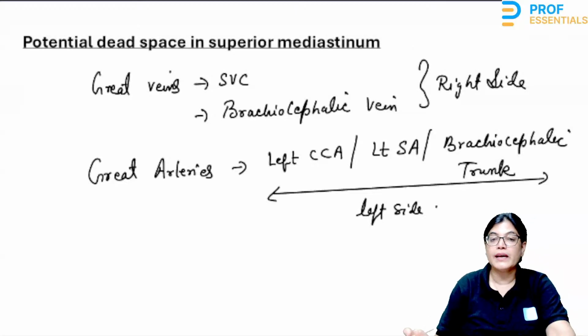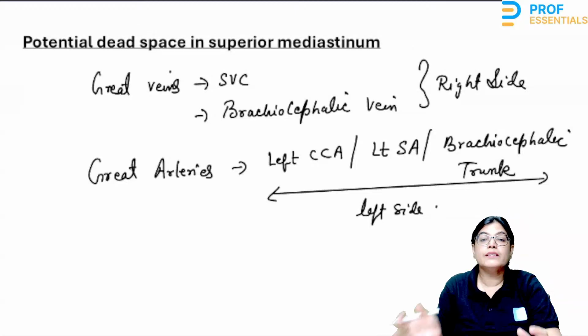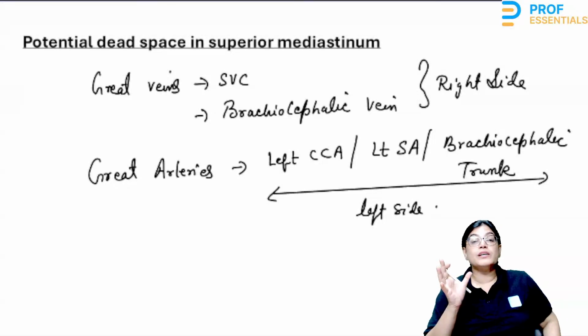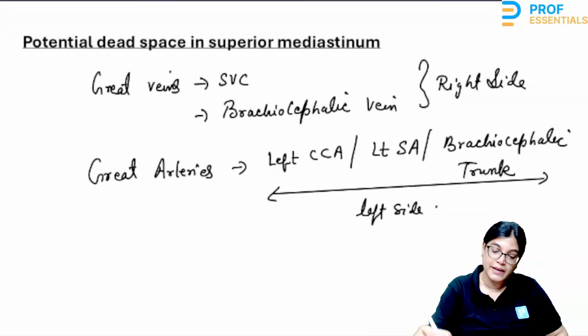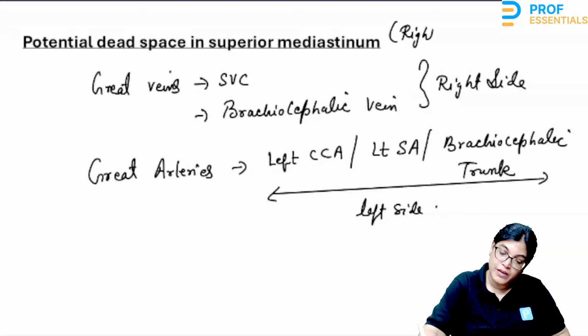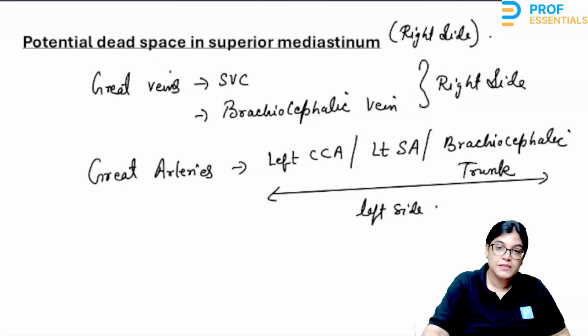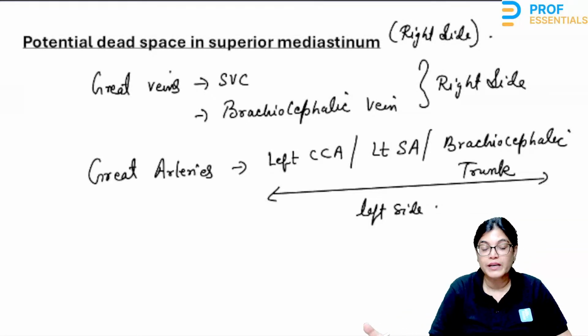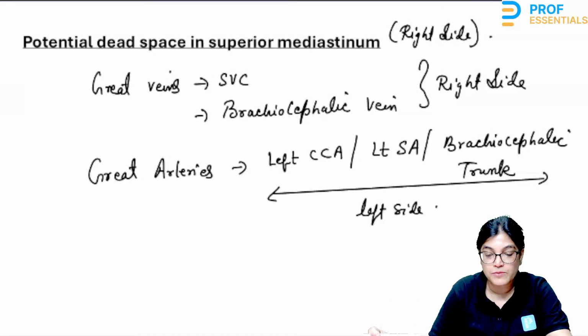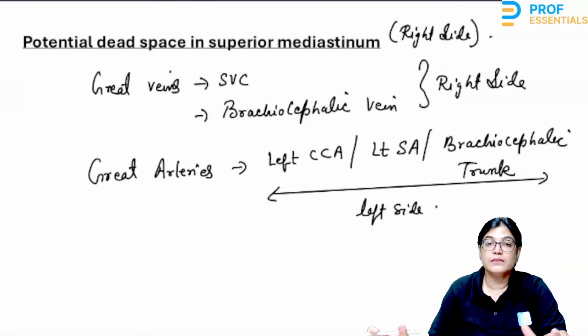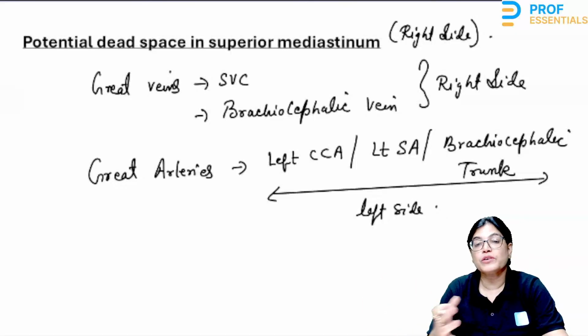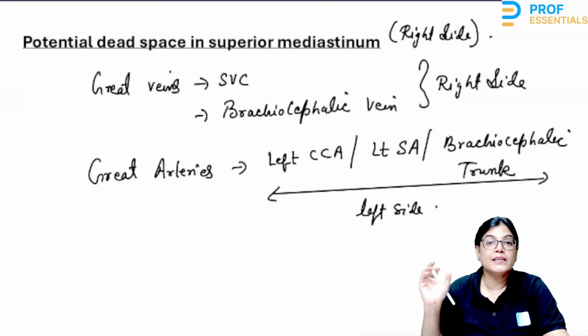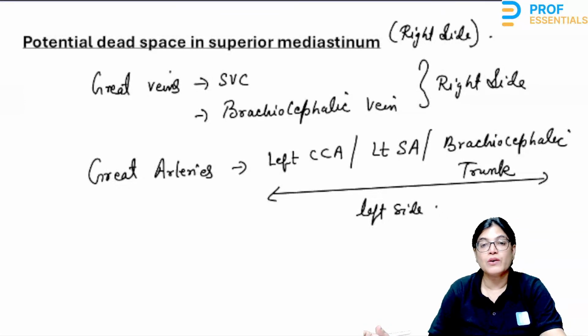So in case of increased venous return, there is enough space in the potential dead space present on the right hand side, and the veins can expand. This dead space can also be the reason for the tumors of the mediastinum protruding more onto the right hand side and projecting into this dead space of the superior mediastinum. So yes, we have finished the whole of the mediastinum, its boundaries and contents, and we have finished the superior mediastinum.